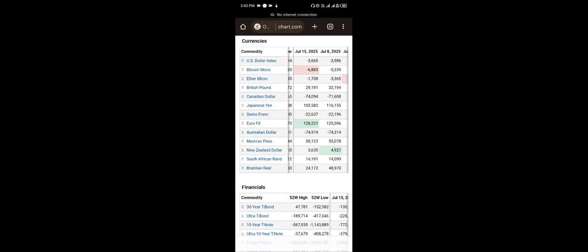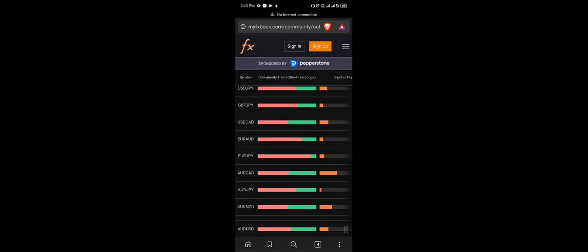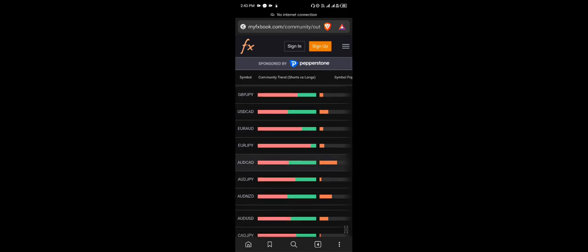So Euro is much stronger than the AUD, so that's why I paired the two pairs. And also to support that quote report and my technical analysis, let me go to my FX book, how the retail traders have positioned themselves on Euro AUD, you can see that a lot of retail traders have shorted. They are on shorts on Euro AUD.